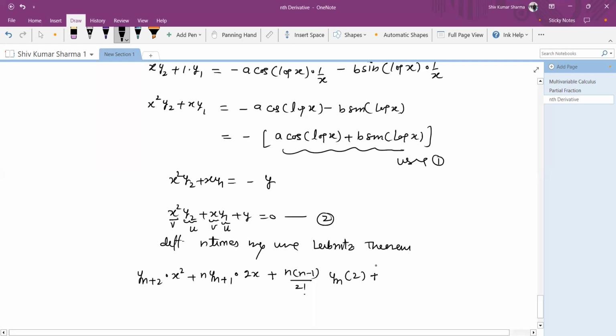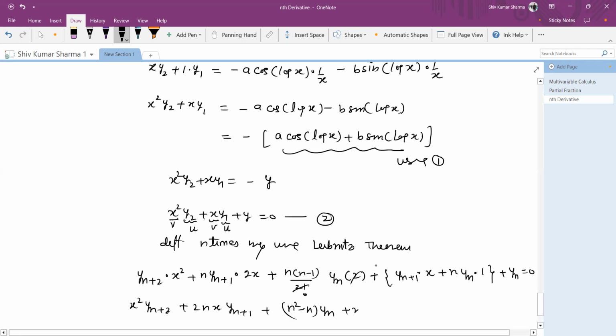So plus, we apply the Leibniz theorem for the second term separately. So we write down as y_(n+1) into the second term x, plus n, the (n minus 1)-th derivative of y1 is y_n, and differentiation of x is 1, and plus differentiation of y is y_n, equal to 0. So this can be written as x square y_(n+2) plus 2nx y_(n+1), and this 2 and 2 cancel. So this can be written as (n square minus n) into y_n plus x.